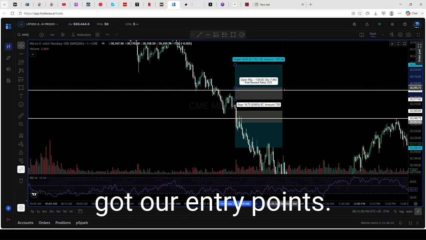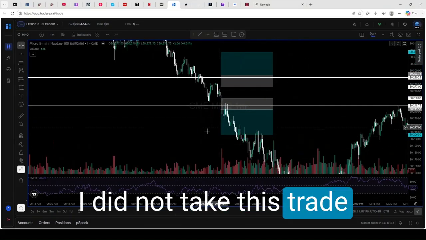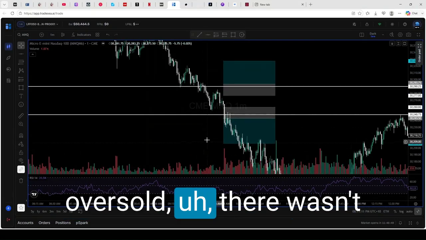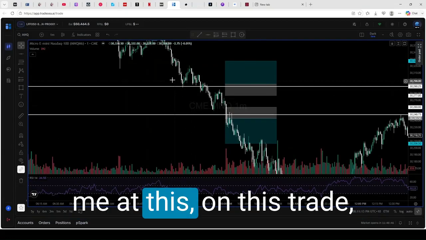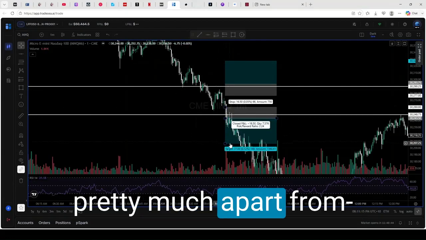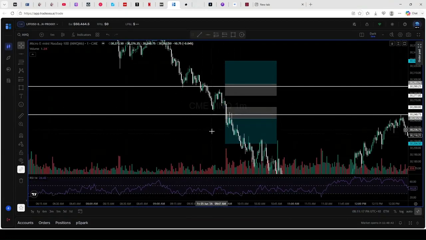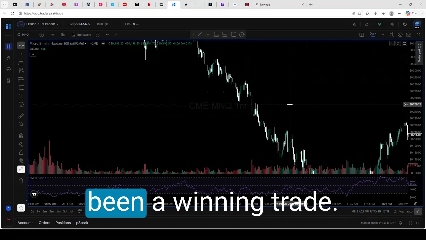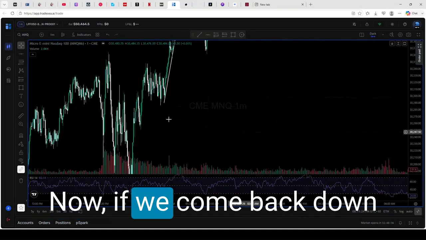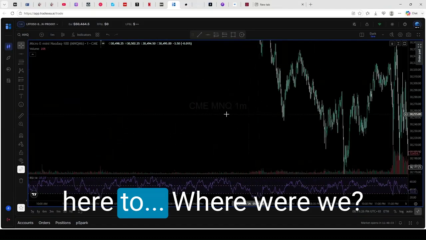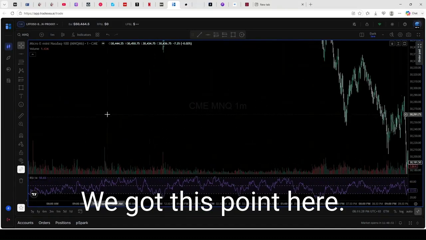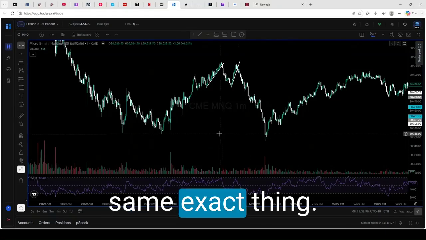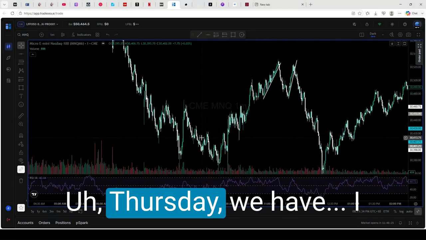So, boom, we got our entry points. I did not take this trade because we pushed out, but because we were oversold. There wasn't a lot of confluences for me on this trade, pretty much apart from the volume. But either way, I did not take that trade. Boom, that would have been a winning trade. Now, if we come back down here to, where were we? We've got this point here, cool. So we've got this point, same exact thing, Thursday.